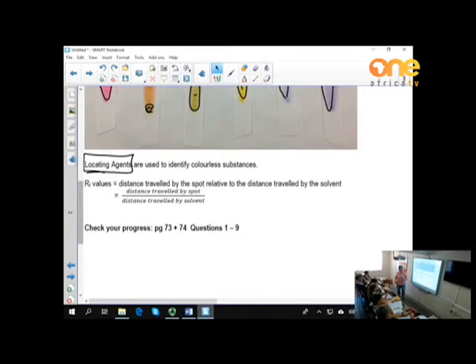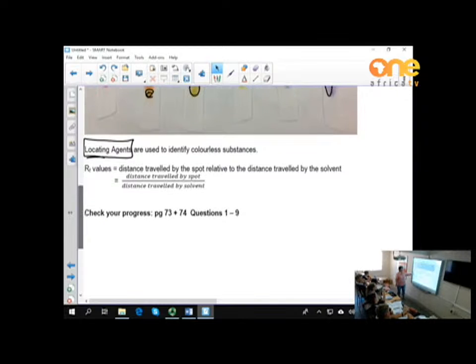Now, for different things, we have very specific locating agents. You don't need to know the name of the locating agent. Just know, if you have a chromatogram that is colorless and you can't see the spots, how can you identify the spots? By treating it with a locating agent.